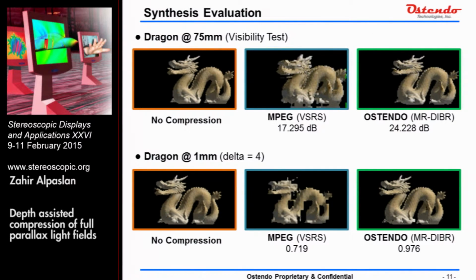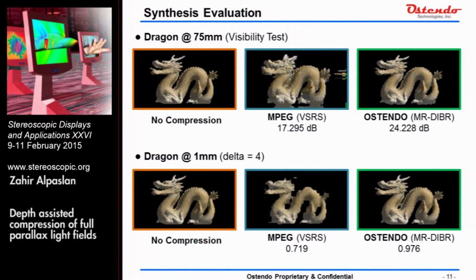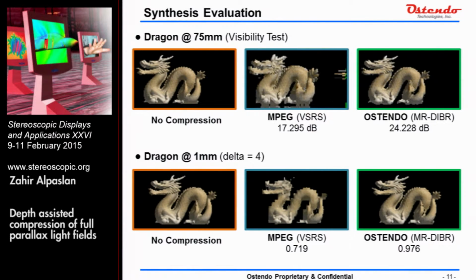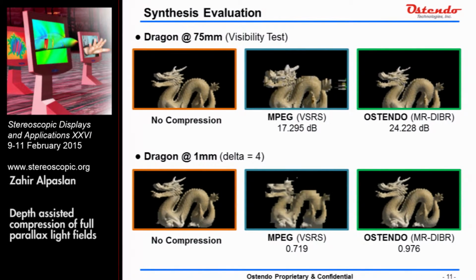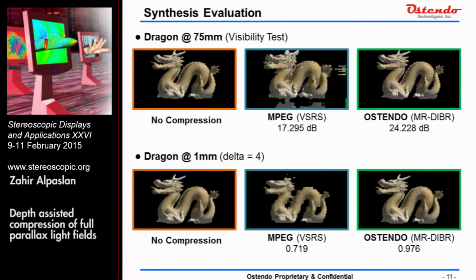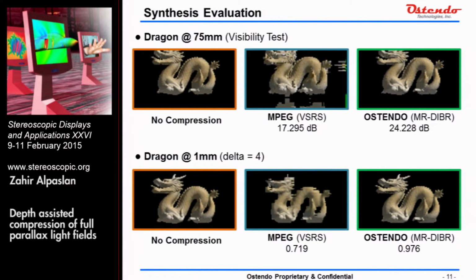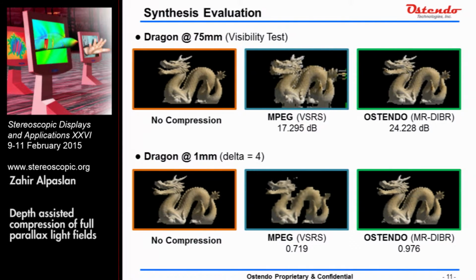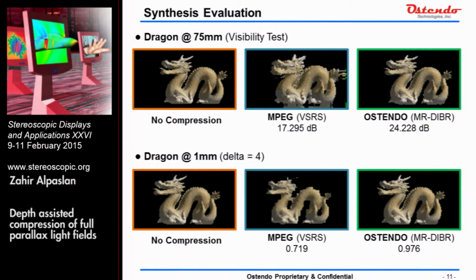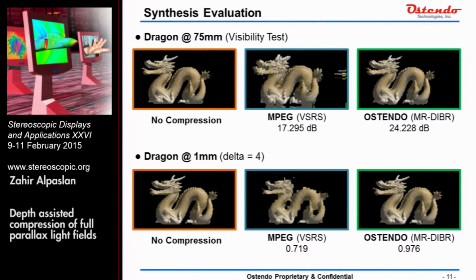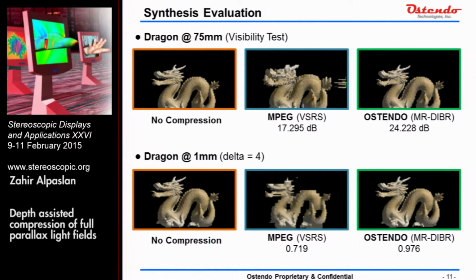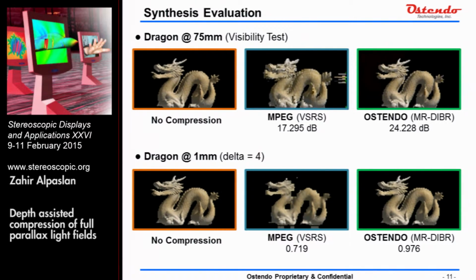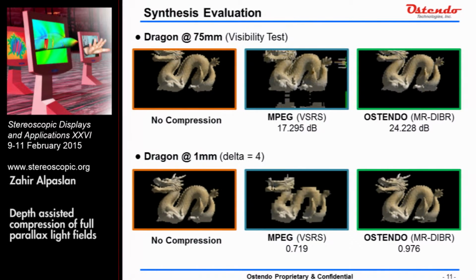So here is the result. On the top is the dragon far away from the screen. And when the dragon is far away from the screen, that's an ideal situation for the visibility test. We can reduce the number of reference images because we have a lot of correlation between the images. Here is the result without compression. This is the result with VSRS, and you can see there are a lot of artifacts. Also, in the case of VSRS, we are only limited to left and right views.